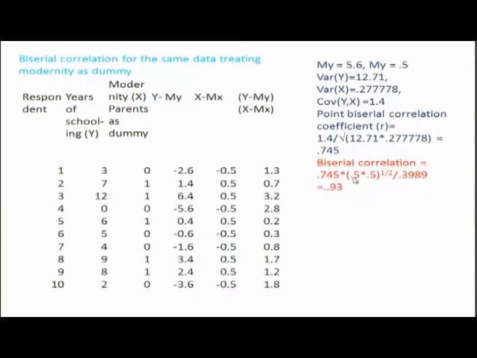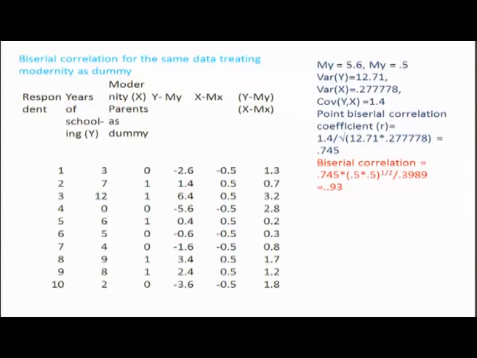0.745 multiplied by, half of them are zeros, half of them are ones, so 0.5 square root, and divided by the ordinate of a normal distribution at a point which divides the total area of a normal distribution into two parts, half and half, that is 0.3989, and so the value of biserial correlation is 0.93.